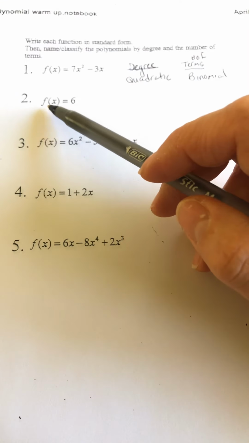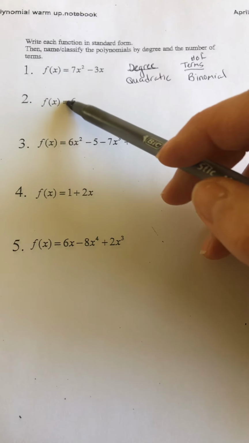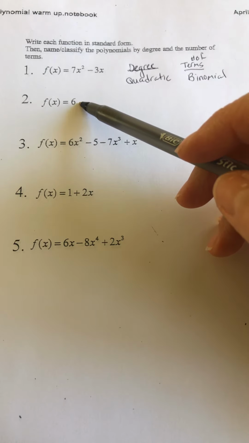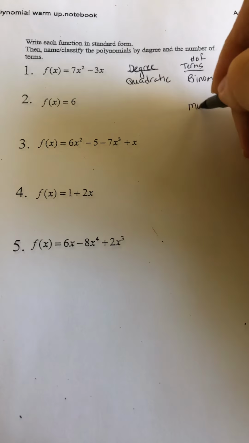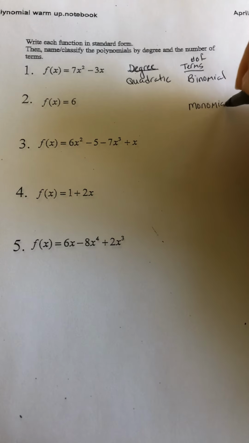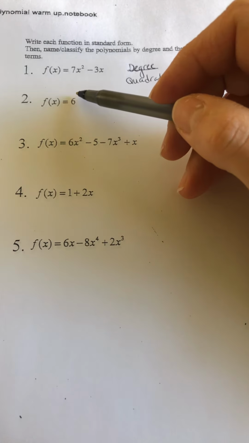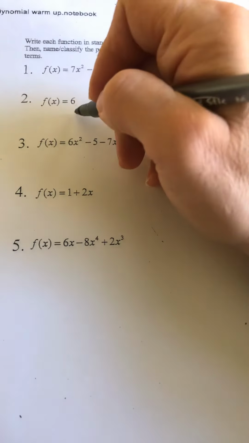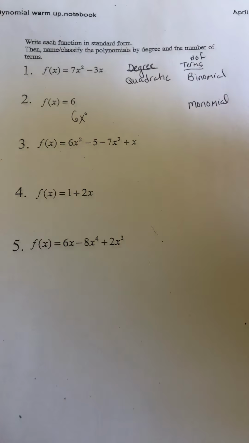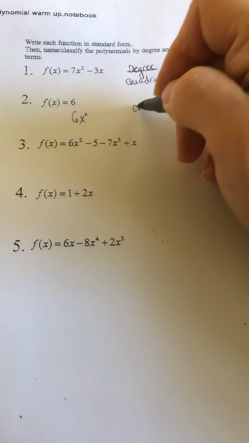On number 2, we have f of x equals 6. We have 1 term here. 1 term is a monomial. And this has a degree of 0. Notice there's no variable. So this is like really saying 6x to the power of 0. So it's a degree of 0. We call it a constant.